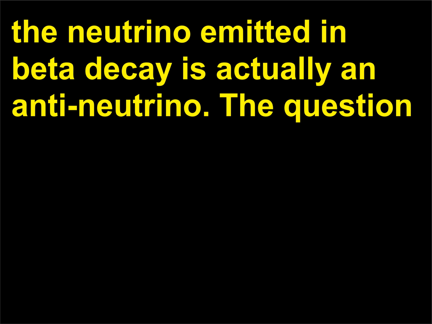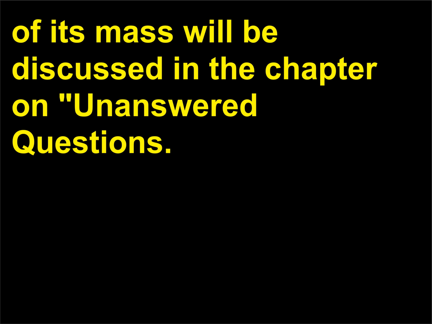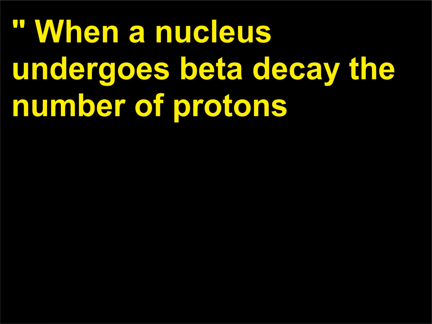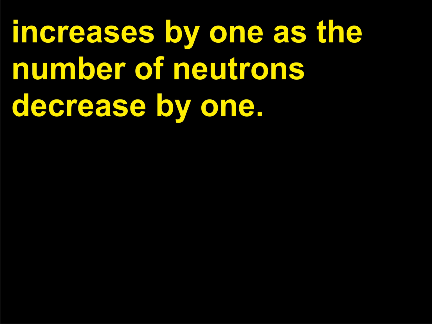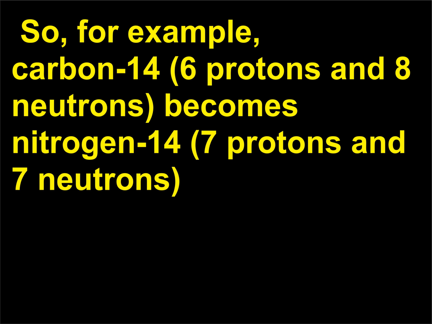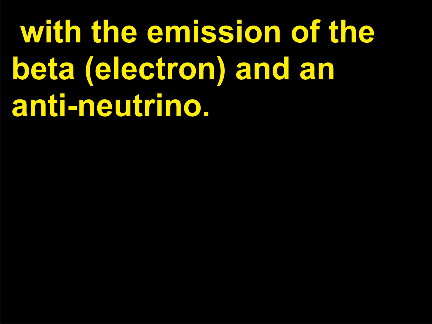The question of its mass will be discussed in the chapter on unanswered questions. When a nucleus undergoes beta decay, the number of protons increases by 1 as the number of neutrons decreases by 1. So, for example, carbon-14, 6 protons and 8 neutrons, becomes nitrogen-14, 7 protons and 7 neutrons, with the emission of the beta electron and an antineutrino.